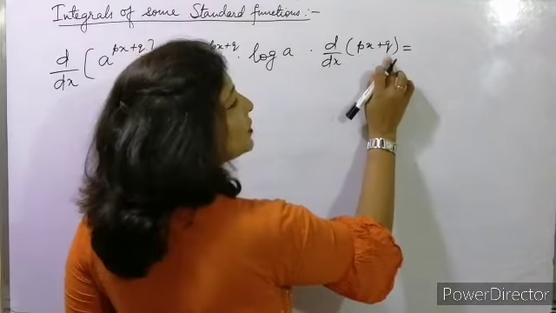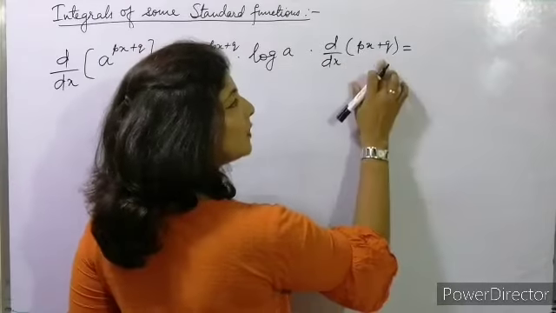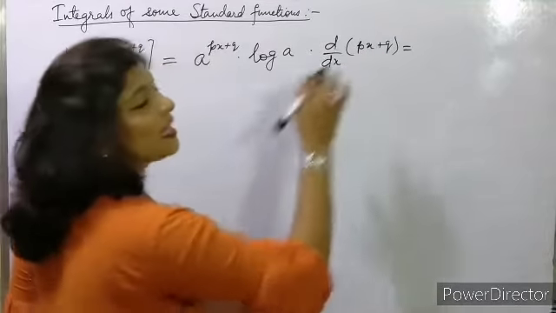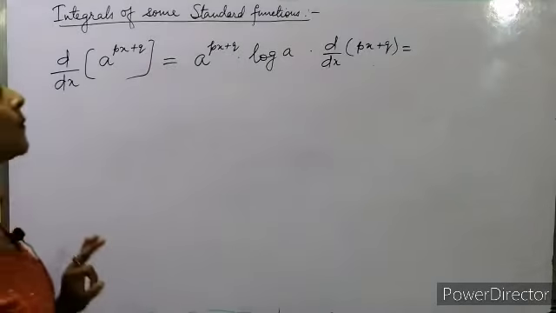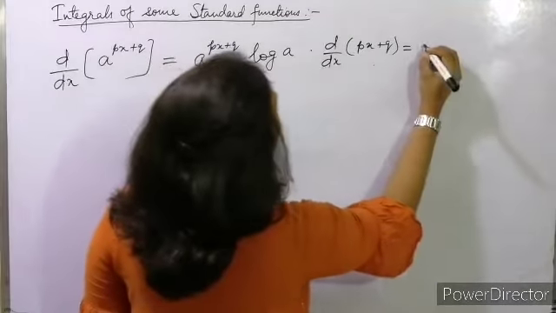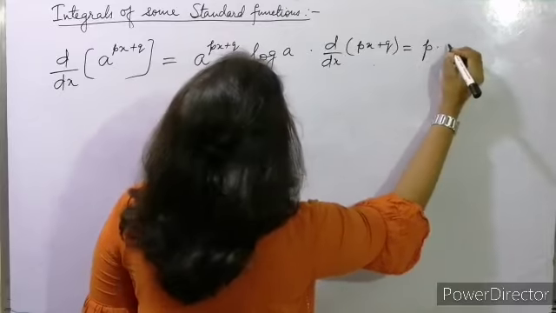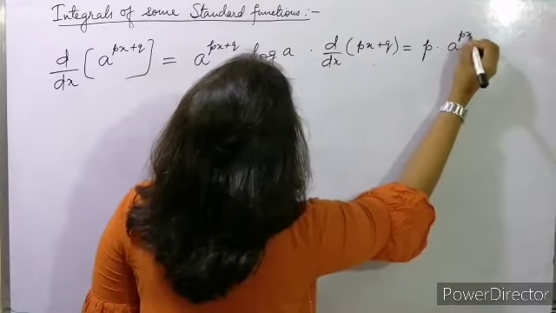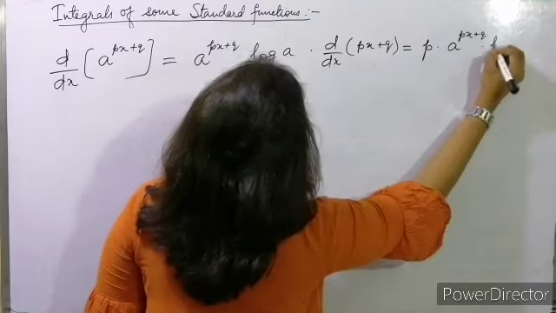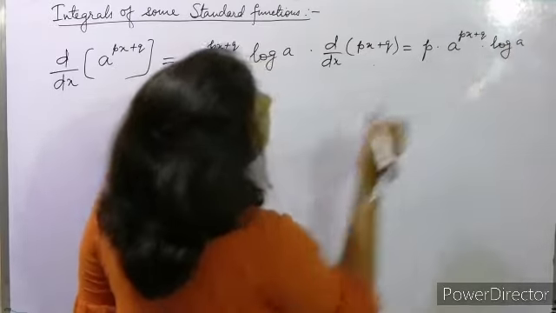We will get p, because q is constant. So q with respect to x will give 0, and px with respect to x will give p. Okay, so p we have to multiply. So p into a to the power px plus q, multiplied by log of a. So this value we will get.